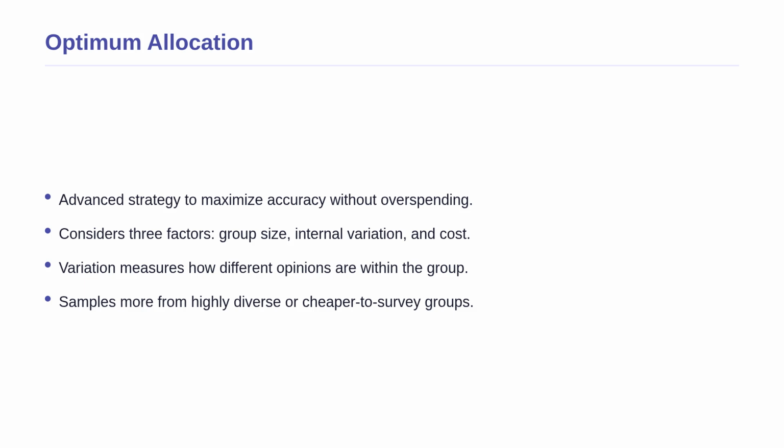Variation simply means how different the people in the group are from one another regarding the survey topic. If a group has highly diverse and conflicting opinions, or if it is incredibly cheap to survey them, the optimum strategy tells us to sample more people from that specific group.